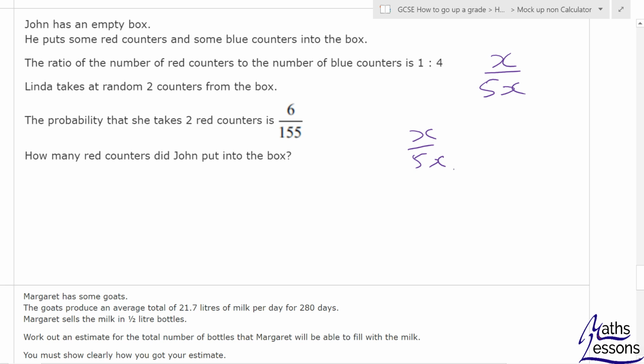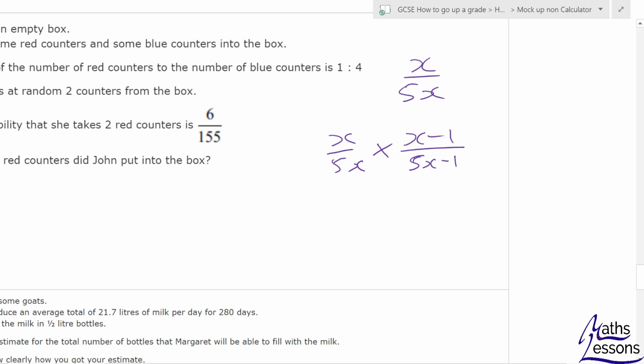So if we want to get 2 red counters in a row, the next red counter will be 1 less out of 1 less counters altogether. So times those two together and you get 6 over 155. And the smart amongst you notice we can just cancel out that x straight away to make life a little bit easier.